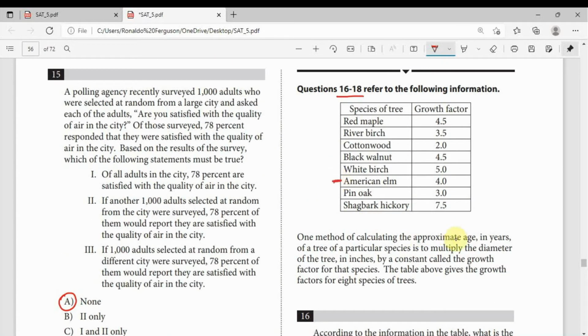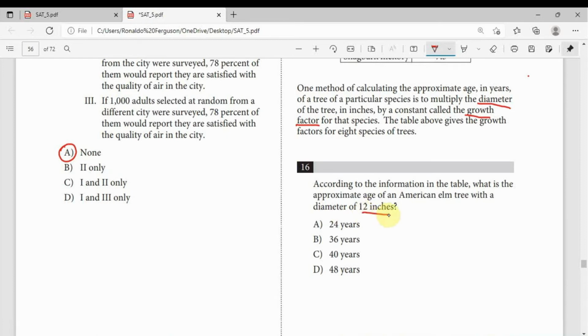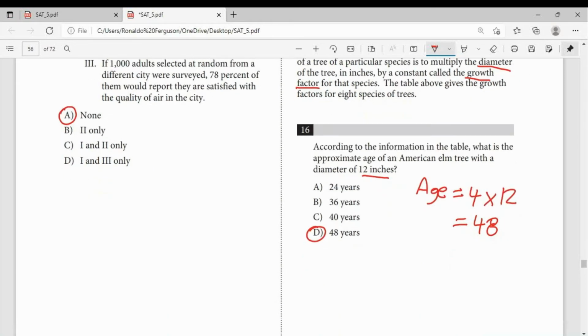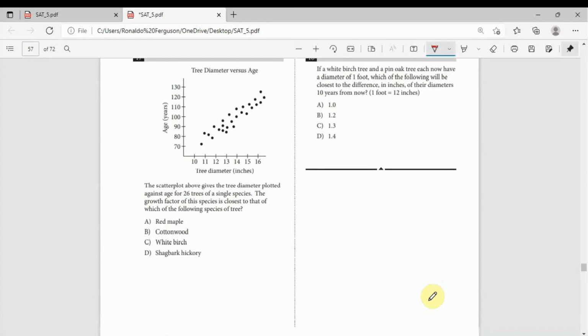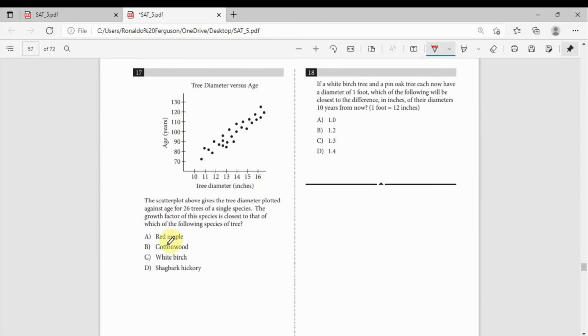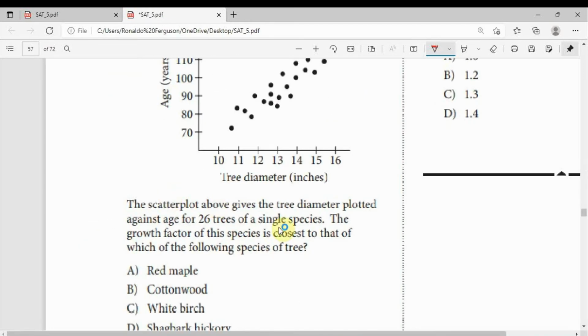And they say we multiply the diameter of the tree by the growth factor. So they give us the growth factor is 4. So we're going to multiply 4 times the diameter of the tree. So the age is going to be 4 times 12, which is 48 years. That's option D. That wasn't too bad. Easy so far, right? That part good? Yes, sir. All right. You just want it to be rough. You're not trying to make it pretty and nice, nobody has time for that, right? Yes, sir. All right.